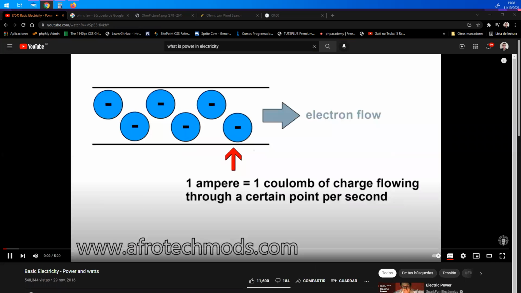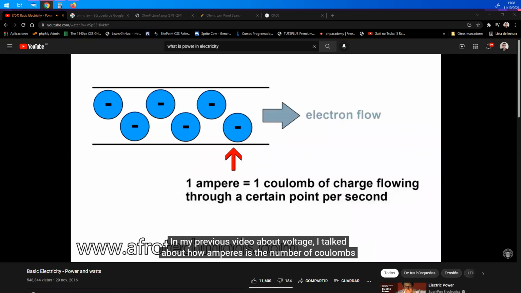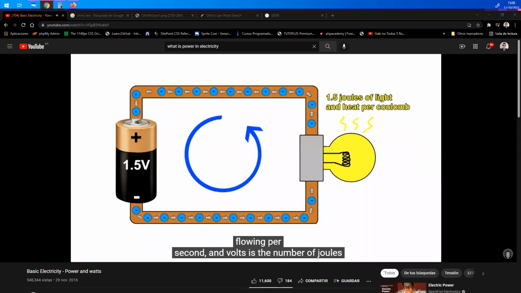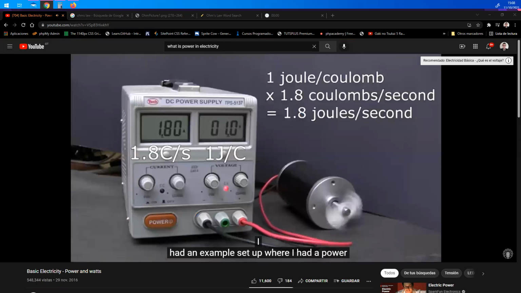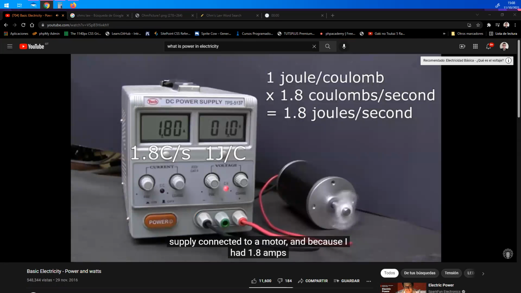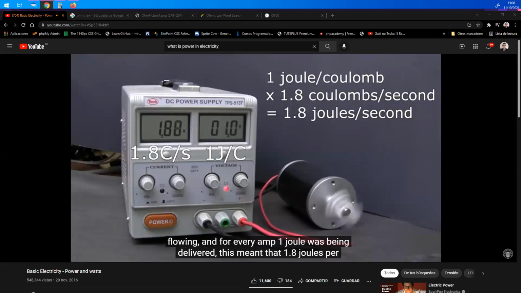Today I'm going to talk about watts and electrical power. In my previous video about voltage, I talked about how amperes is the number of coulombs flowing per second, and volts is the number of joules of energy transferred for each coulomb of charge that flows. I had an example set up where I had a power supply connected to a motor, and because I had 1.8 amps flowing, and for every amp 1 joule was being delivered, this meant that 1.8 joules per second was getting delivered to the motor.